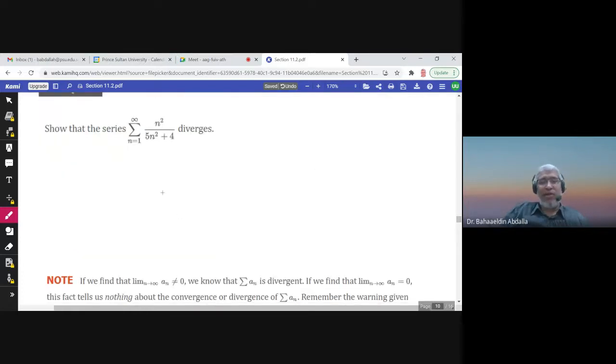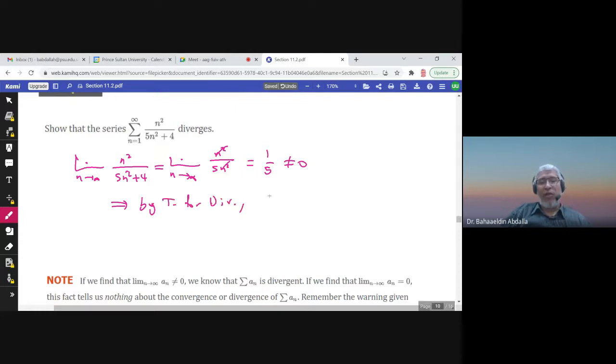So for example here, show that the series is divergent. Find the limit of an, which is n squared over 5n squared plus 4 when n goes to infinity. And if you remember, we find this limit by dealing only with the term with the highest power up and down, and the limit would be 1 over 5. And this is not equal to 0. So by the test for divergence, the series is divergent.